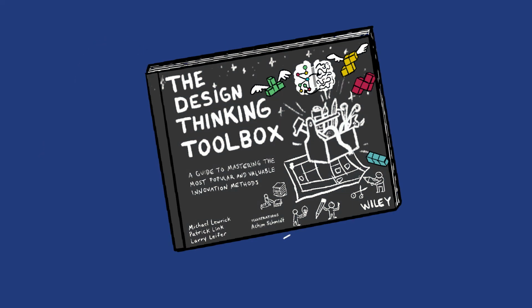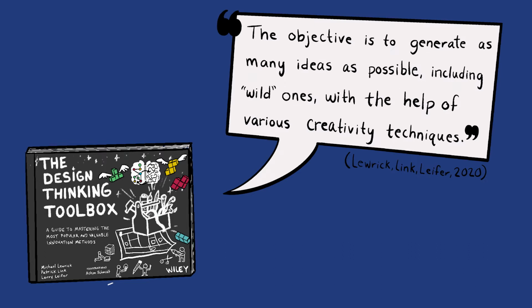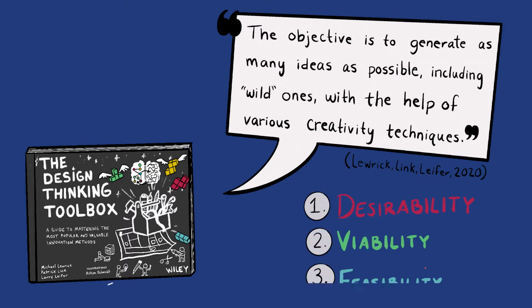In the Design Thinking Toolbox by Michael Lurick, Patrick Link, and Larry Leifer, when talking about design thinking, it specifies the objective is to generate as many ideas as possible, including wild ones, with the help of various creativity techniques. These creativity techniques can be broken down into three main topics: desirability, viability, and feasibility, all important aspects to keep in mind when designing something.